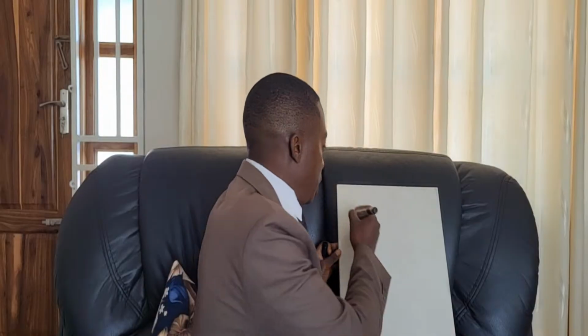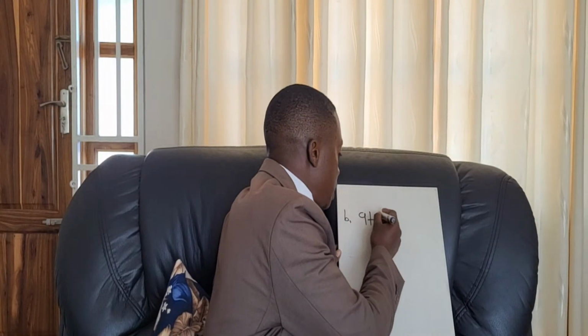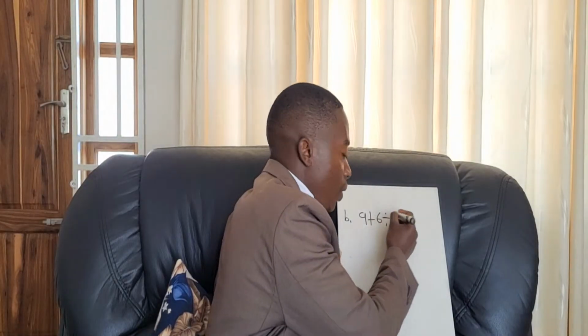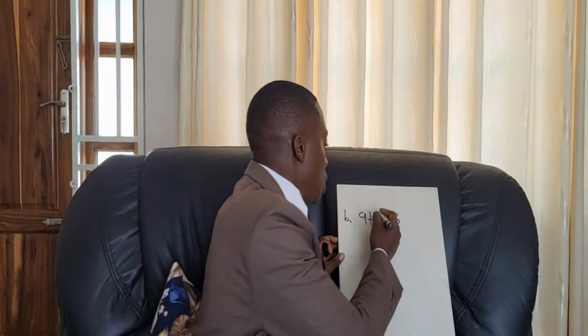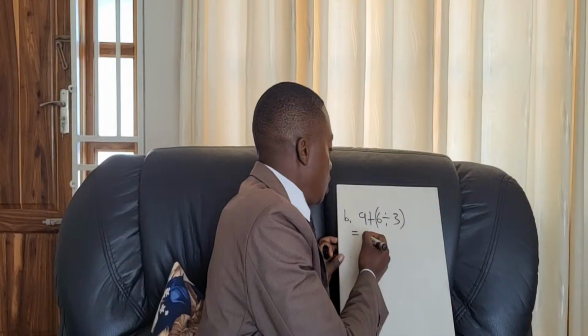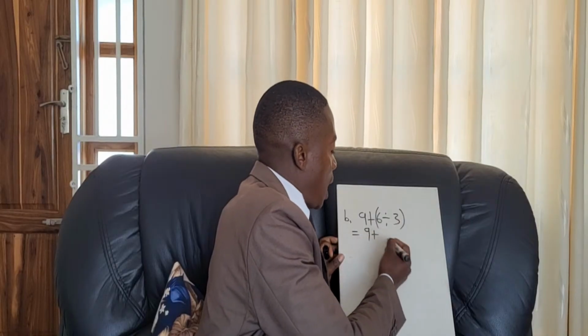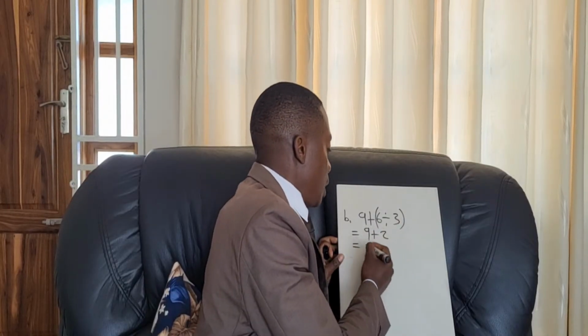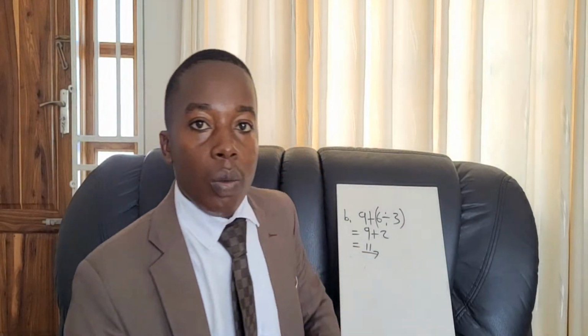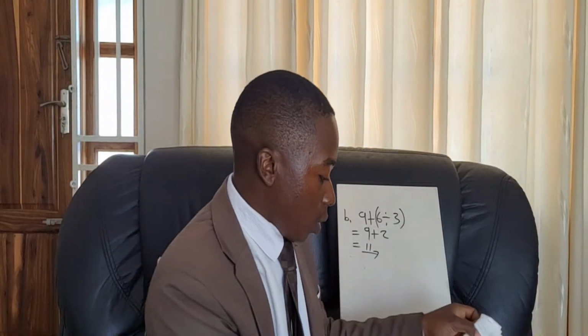Find number 2B. Find the value of 9 plus 6 divided by 3. Remember, in this case, you use BODMAS. And when you're using BODMAS, if you don't have brackets, you're going to introduce the bracket. So let's introduce them. Start by division: 9 plus 2. Our final answer here becomes 11. Then we're done. That's our final answer.